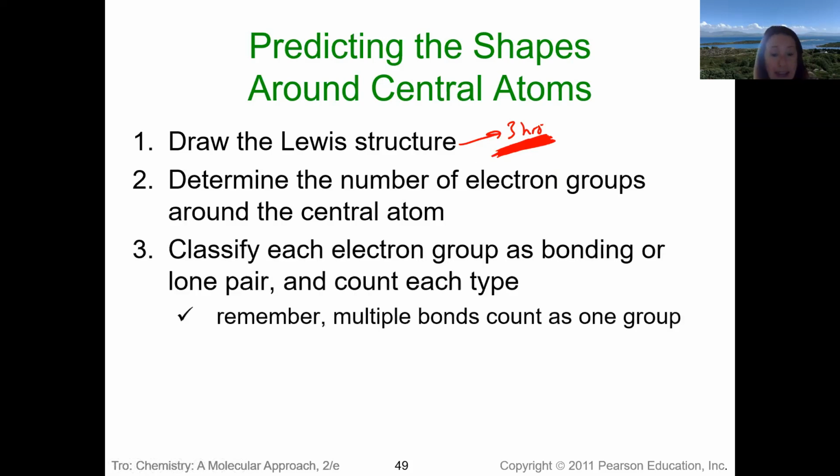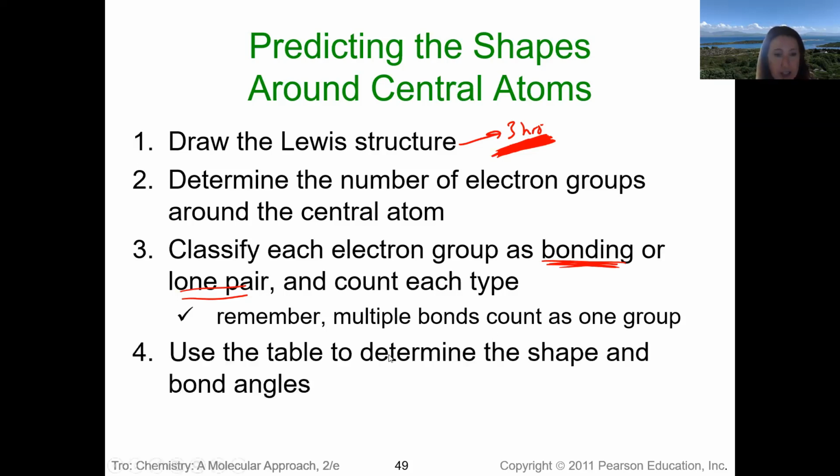Then we determine the number of electron groups, and we count them as either bonding or lone pair. That's what I was doing every single time I drew a Lewis structure right now, because I wanted you to get used to doing that yourselves. And remember, it doesn't matter if it's a single, double, or triple bond. A bonded atom is a bonded atom is a bonded atom. And then you use the table to determine the shapes.